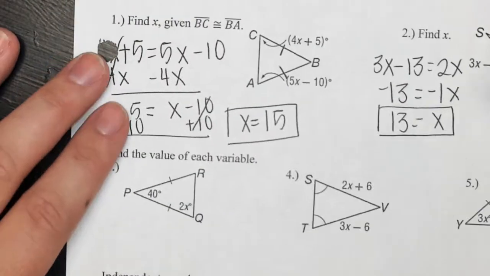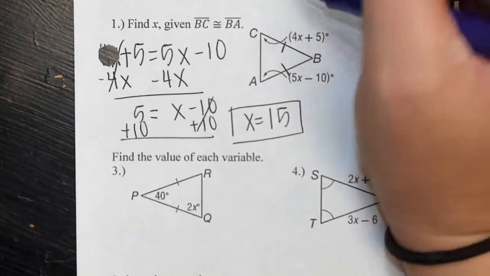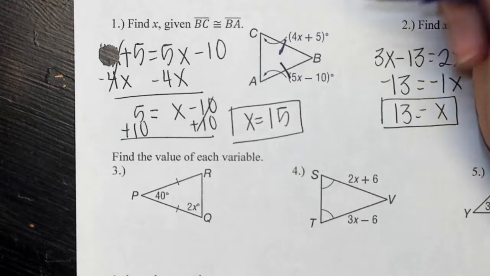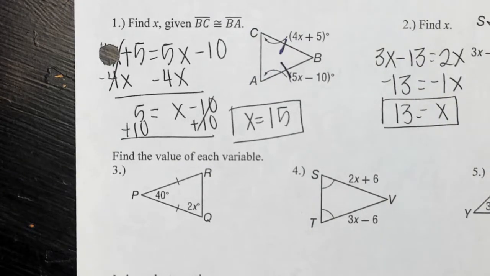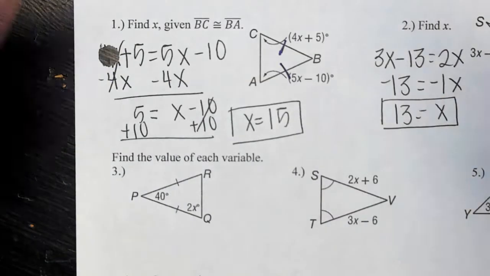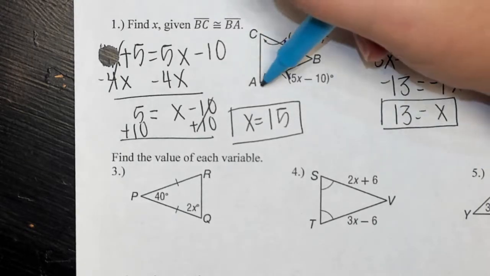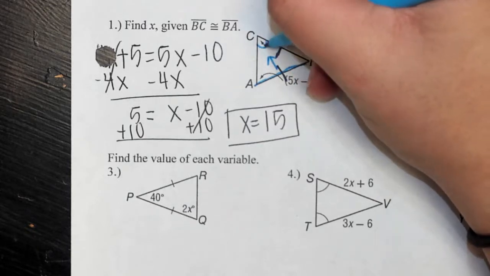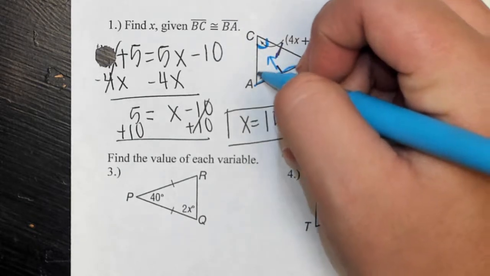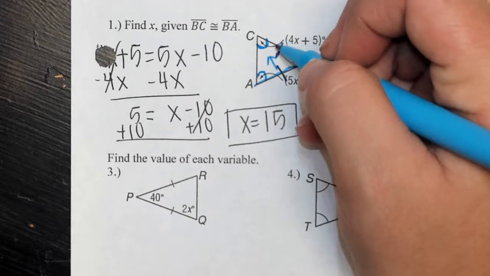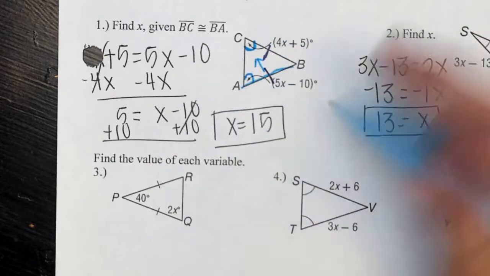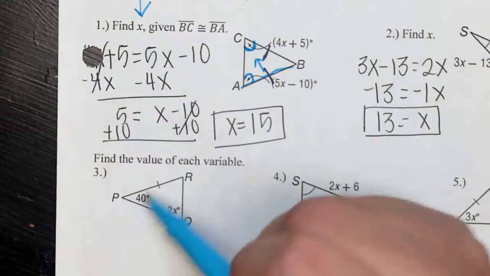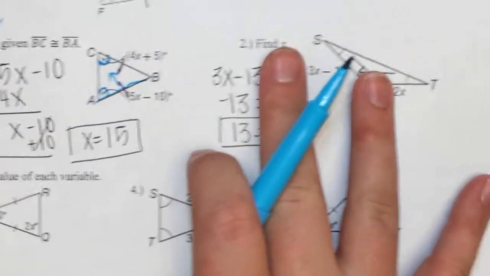So if you look at number 1, it's telling you that BC is congruent to BA. Well, here's BC and here's BA. Well, let's talk about what's opposite or across from these two angles, or these two sides. This side is across from angle C. So angle C is congruent to angle A because angle A is across from this side. So to actually solve for X, because that's our goal, you set these two equal and solve to get 15.